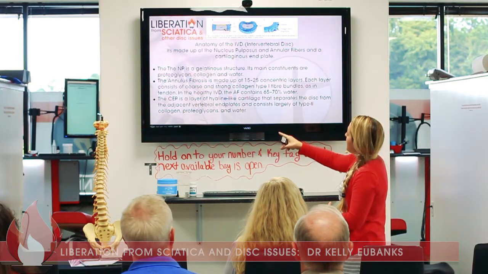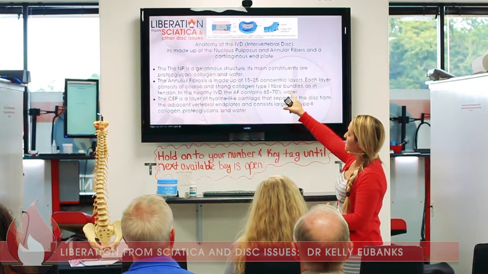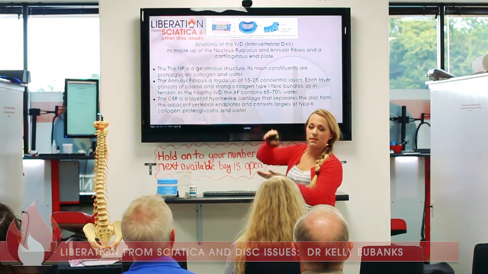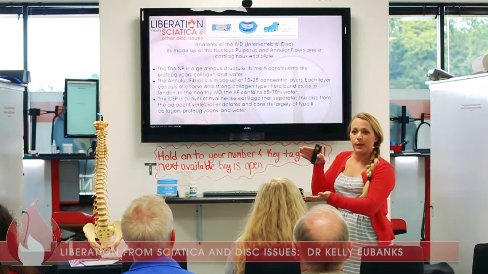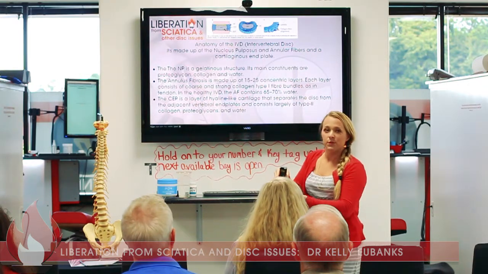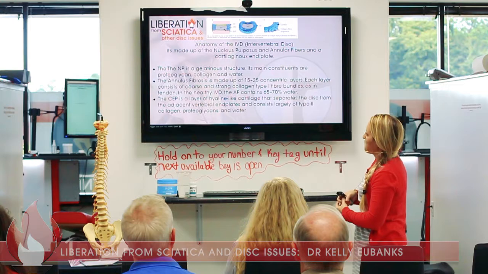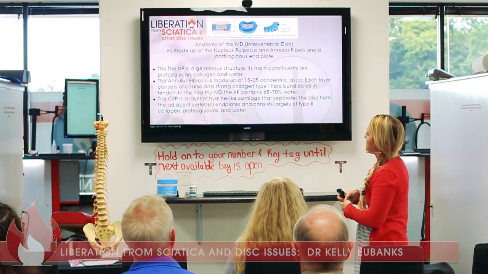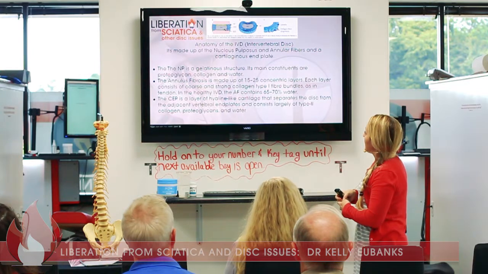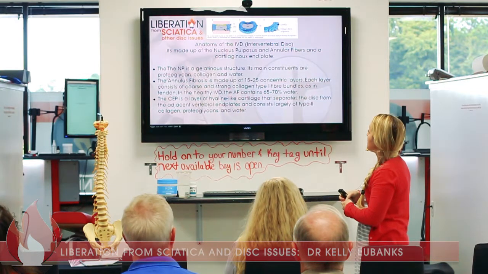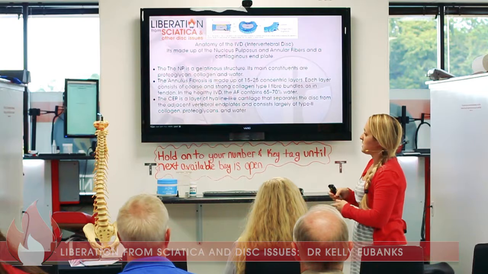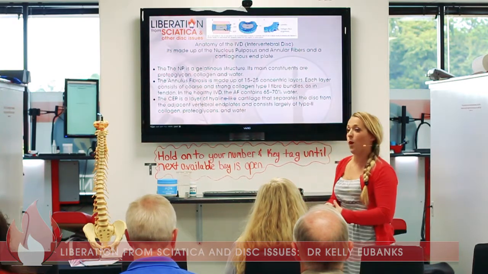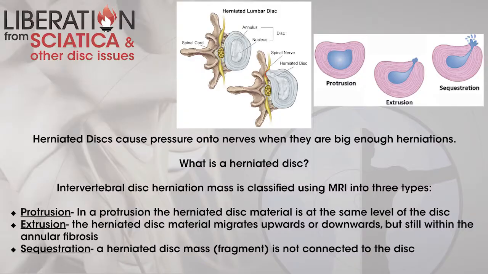The CEP, that's called the cartilaginous end plate, you can see the picture at the top. There's the little yellow strips on the top and the bottom. It's kind of like the bread that holds the sandwich together. That's called the cartilaginous end plate. It's a layer of hyaline-like cartilage that separates the disc from the adjacent vertebral end plate and consists largely of type 2 collagen, proteoglycans, and water. So again, even more water in that layer as well.